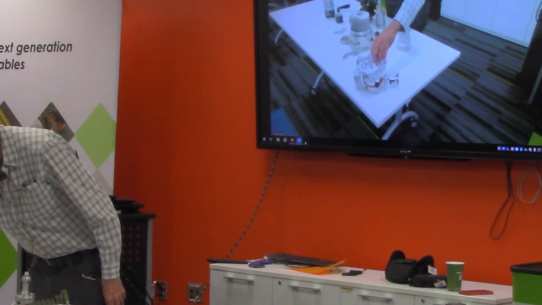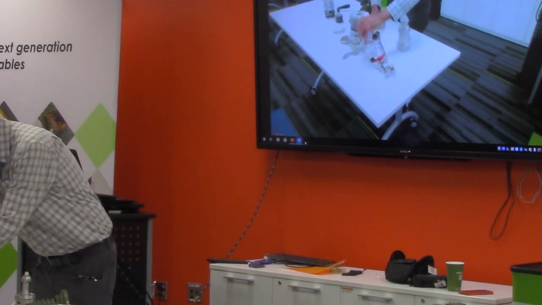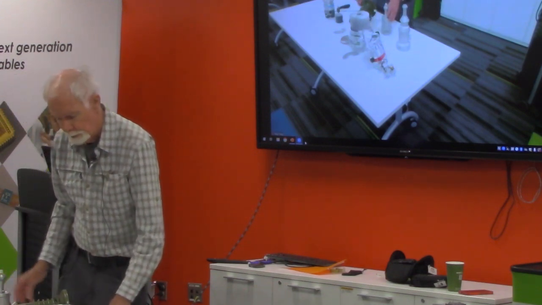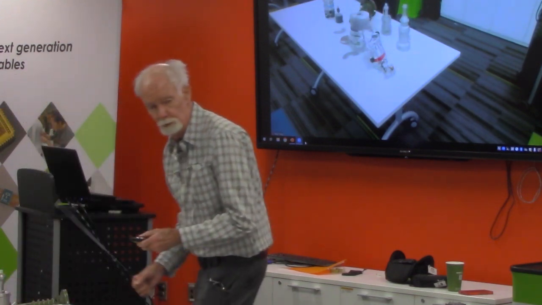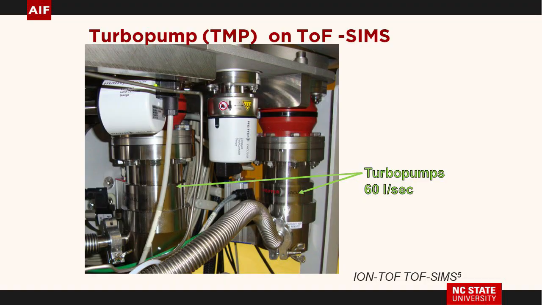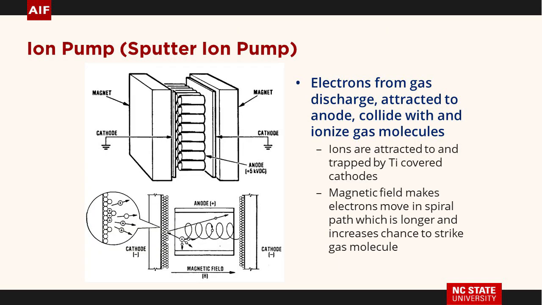And there's another one over here. You can actually kind of spin that one. So that takes us through the time of flight SIMS. You can see these are 60 liters per second. Remember I told you about that unit? That's something you're going to want to know. So we're going to the ion pump.